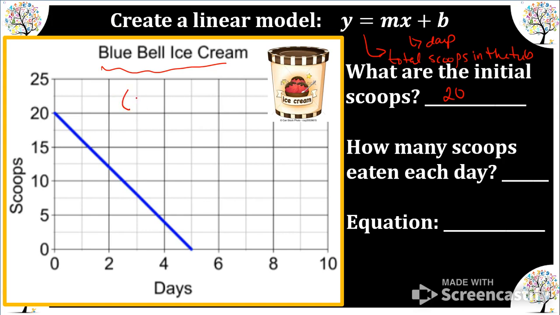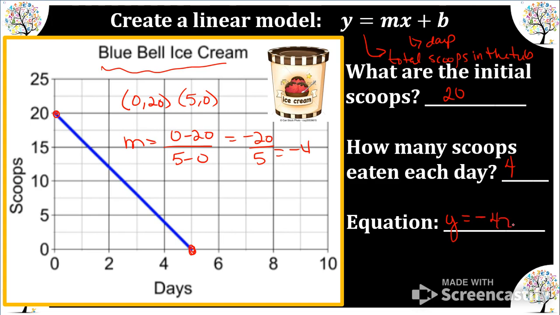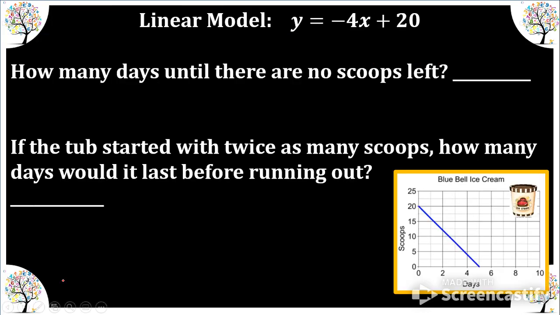So let's pick 2 points. So we have 0, 20, this point. And then we can have when the ice cream is gone on day 5. And our rate of change is 0 minus 20 over 5 minus 0. We get negative 20 over 5, which is negative 4. So how many scoops? 4 scoops are eaten each day. We're going to include the negative with our linear model. And now let's answer some questions using our equation.